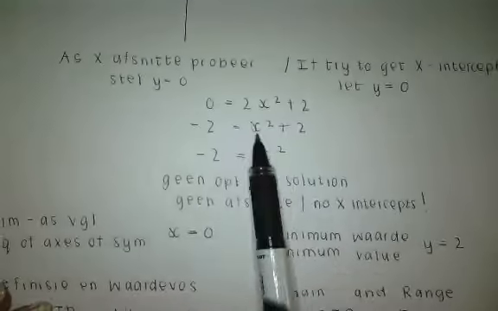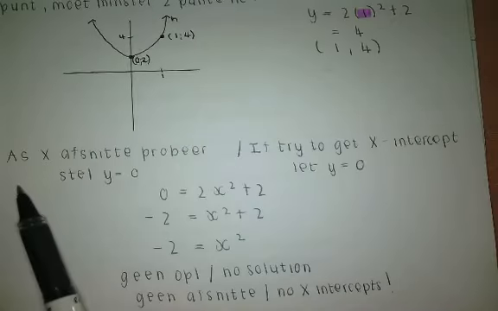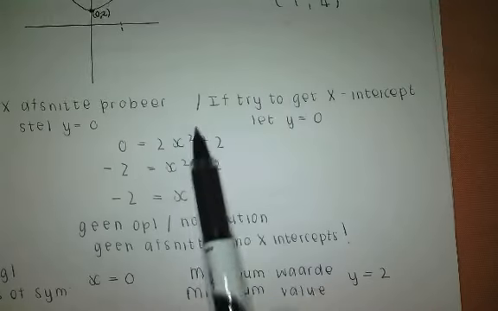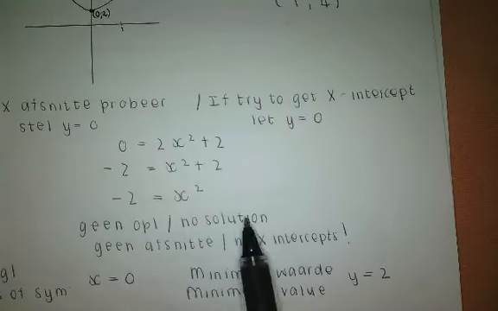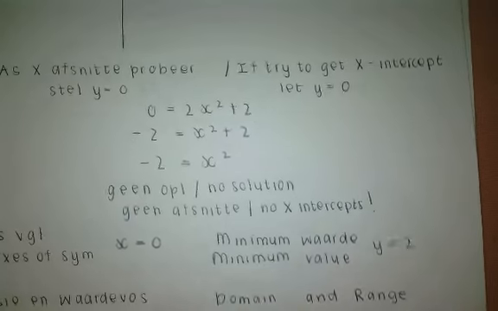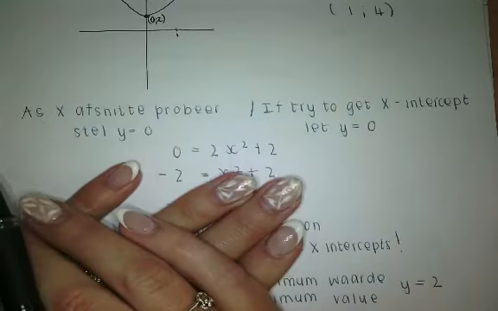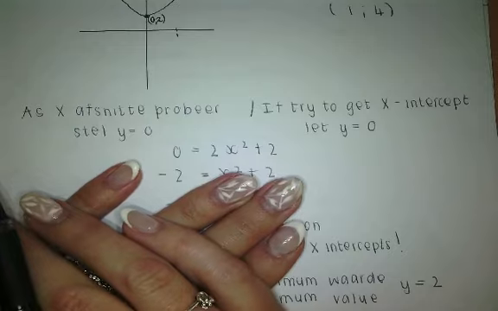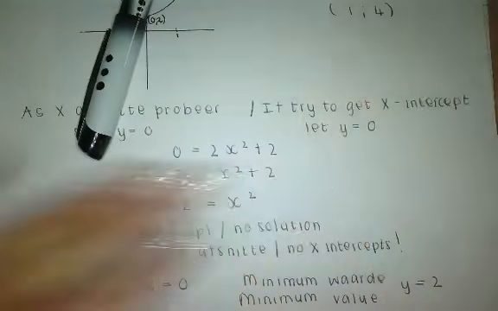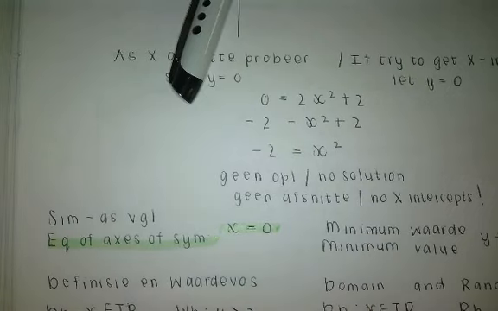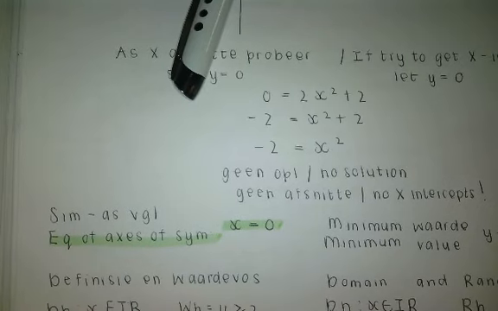Do you see here what I just showed you? If you had to calculate the x-intercept, do you see how you'd have no solution? Then if I had to ask you, what is the equation of my axis of symmetry? x is equal to? There it is. Equation of the axis of symmetry: x is equal to 0.